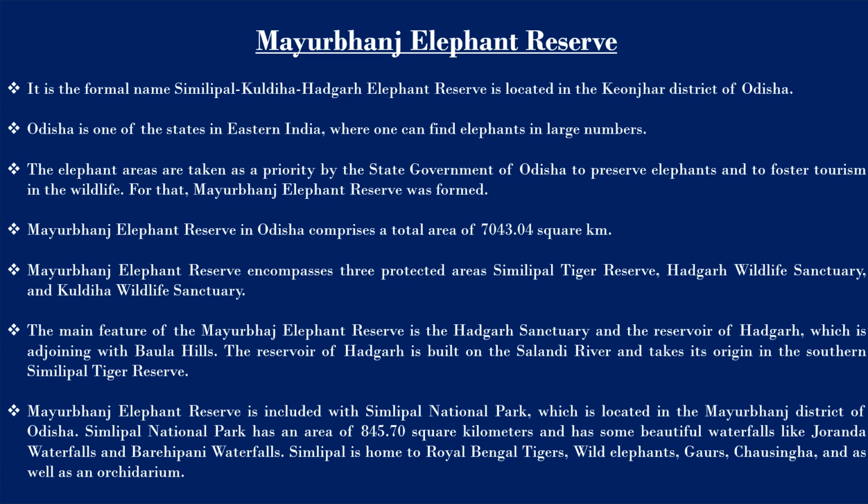Now, one by one, we will know a little bit about all the elephant reserves in Odisha. Basically, 3. Mayurbhanj Elephant Reserve is number 1. It is the formal name of Simlipal Kuldiha Hadgar Elephant Reserve. It's a big name. It includes all the 3 areas. It is located in the Keonjhar district of Odisha. And Odisha is one of the states in eastern India where one can find elephants in large numbers. Mayurbhanj Elephant Reserve comprises a total area of 7,043 square kilometers, and it has 3 protected areas: Simlipal Tiger Reserve, Hadgar Wildlife Sanctuary, and Kuldiha Wildlife Sanctuary.